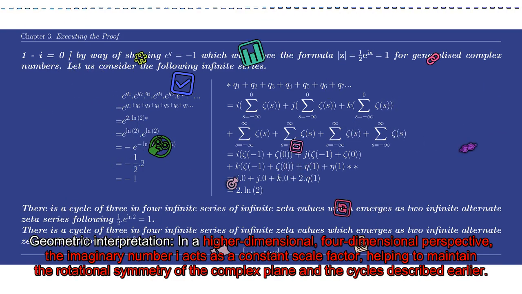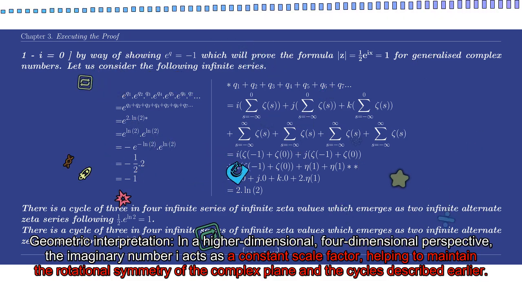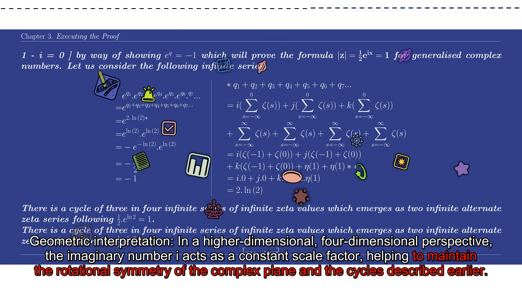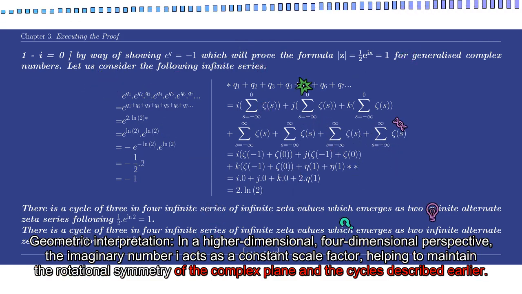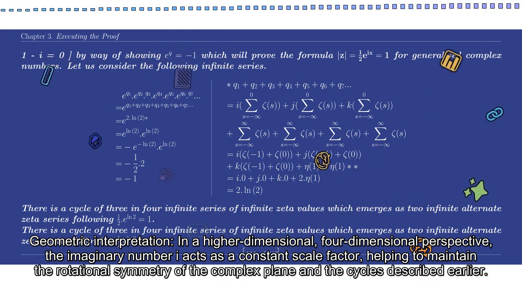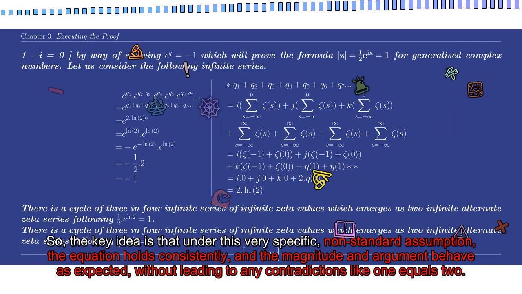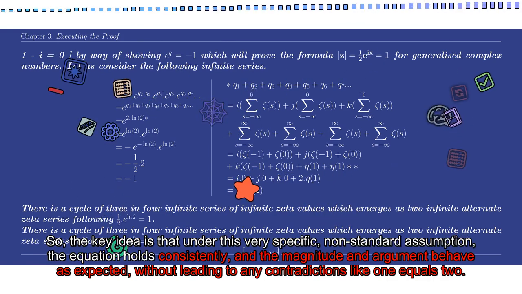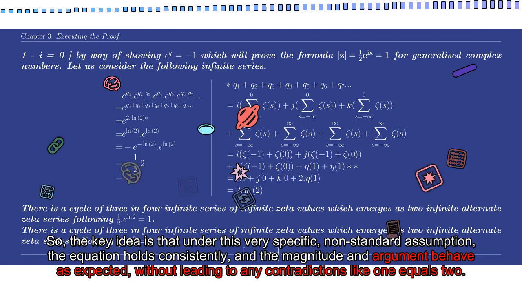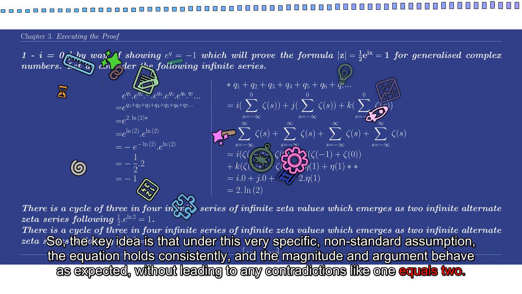Geometric interpretation: in a higher dimensional, four-dimensional perspective, the imaginary number i acts as a constant scale factor, helping to maintain the rotational symmetry of the complex plane and the cycles described earlier. So the key idea is that under this very specific, non-standard assumption, the equation holds consistently and the magnitude and argument behave as expected without leading to any contradictions like 1 equals 2.